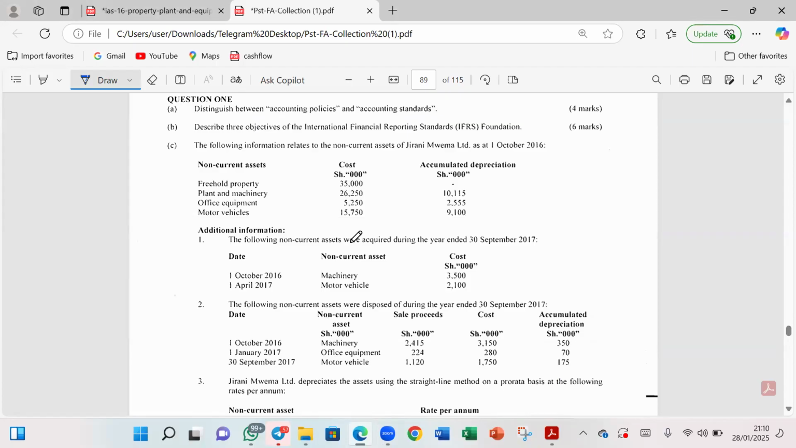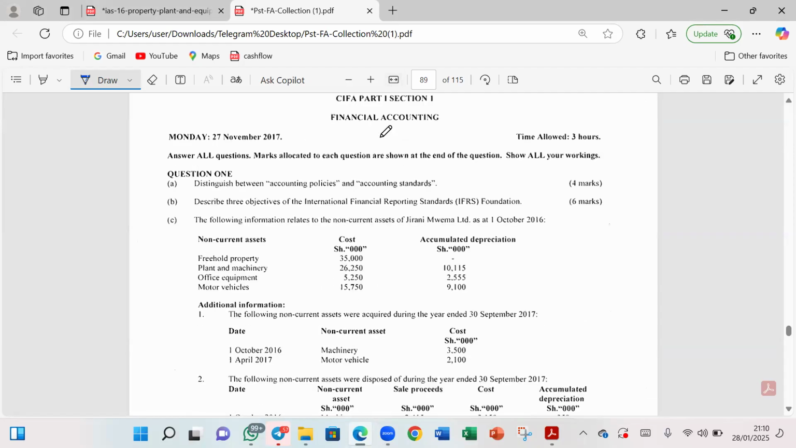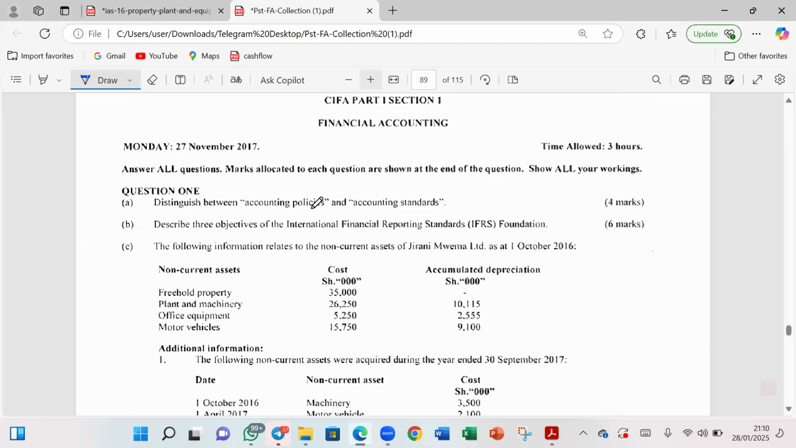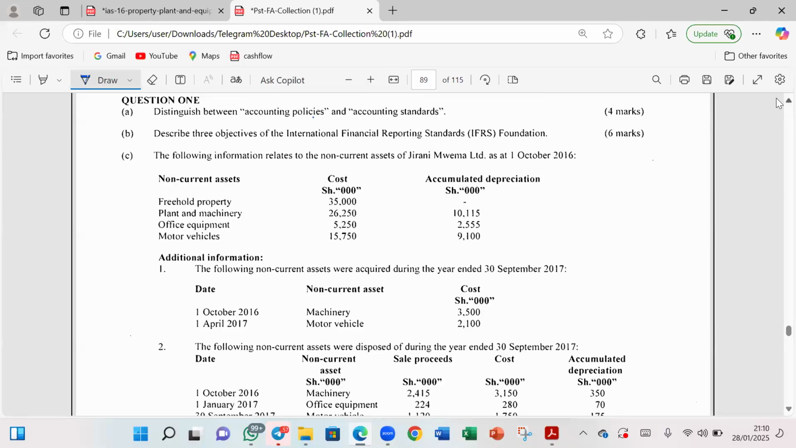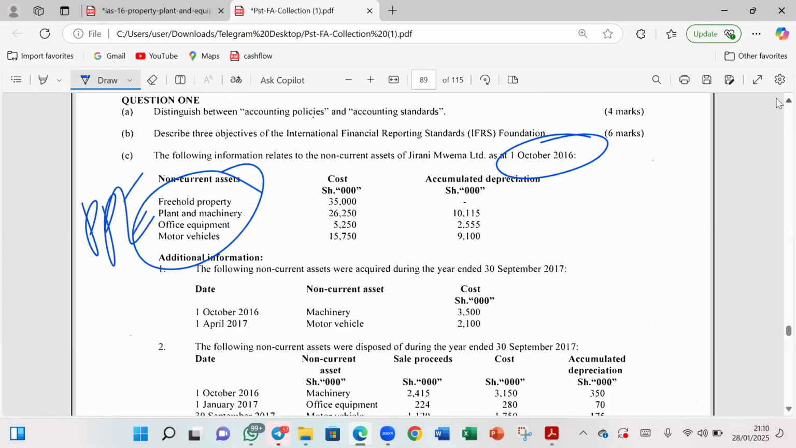November 2017. Can you see that question? November 2017, question number 1C. These are the questions that we shall do tomorrow. Let us read together. The question says, the following information relates to Jirani Mwema as at 1st October 2016. So we have the freehold property, plant and machinery, office equipment, and motor vehicle. All these are PPE. They are measured at cost initially, and you have the accumulated depreciation for some years.